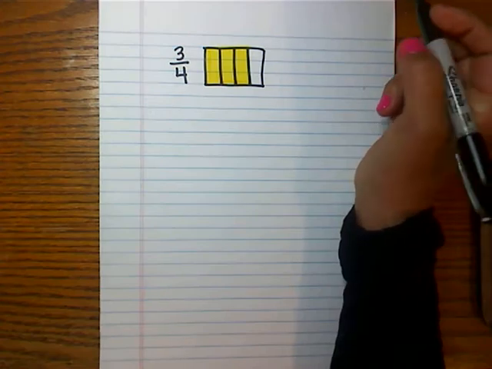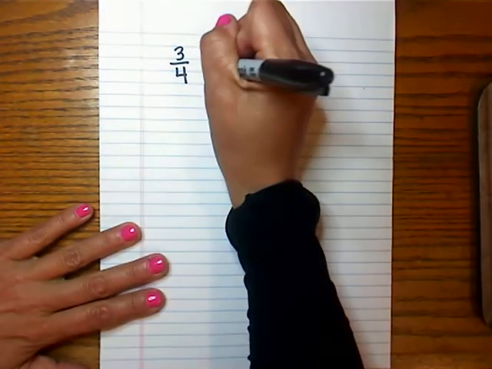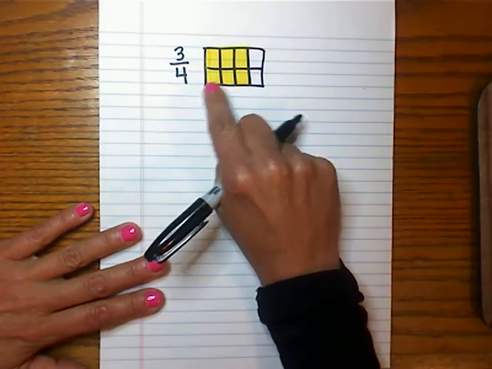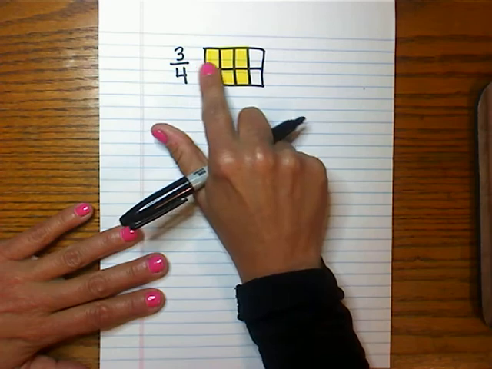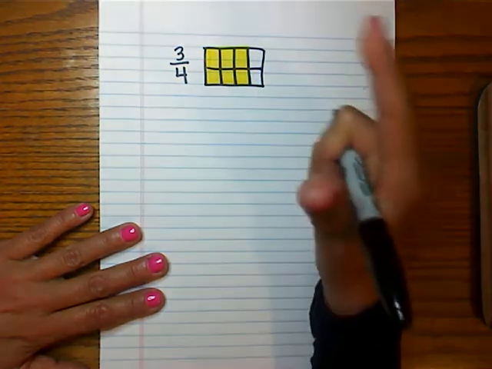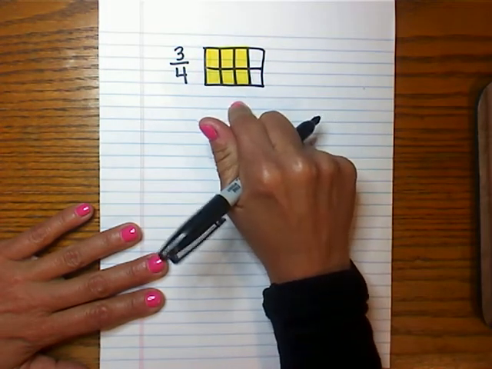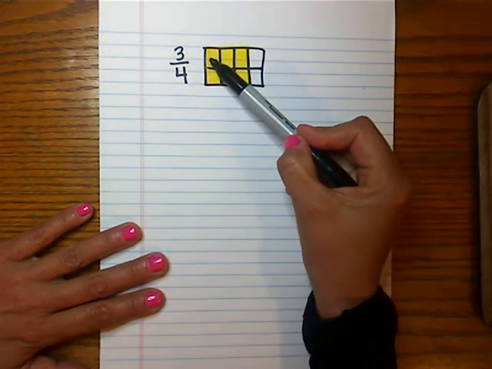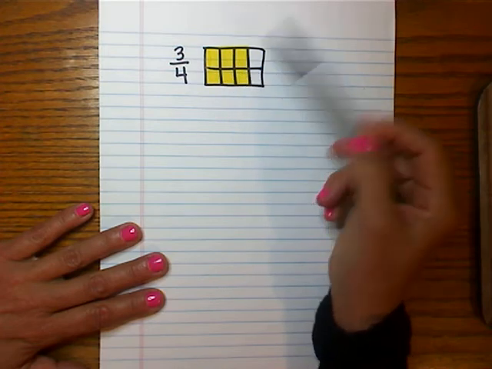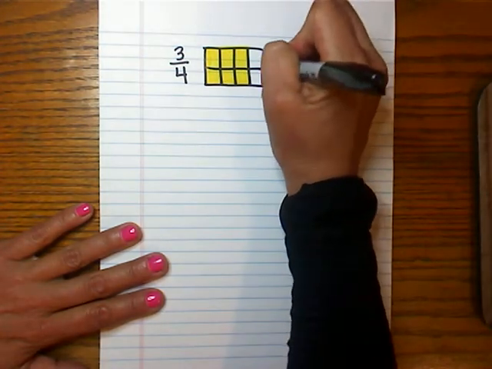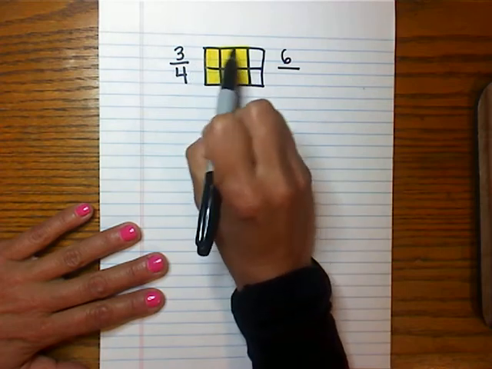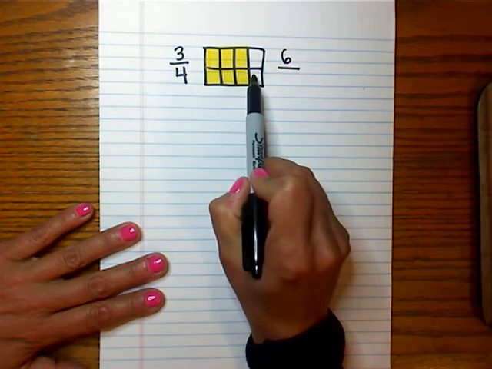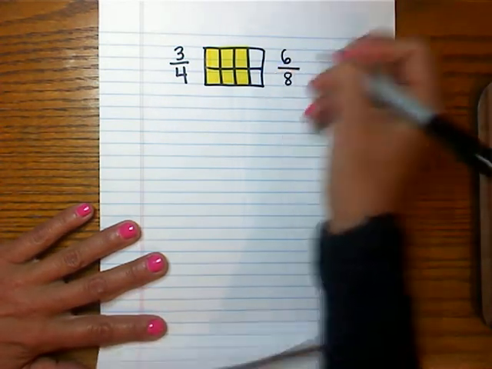Okay, now listen. If I were to take this chocolate bar and if I were to cut it in half just like this, notice that you can still see the 3/4. I just took the chocolate bar and cut it in half. So whatever this fraction is, it's still going to be equivalent to 3/4. So now I'm going to count my yellow pieces. 1, 2, 3, 4, 5, 6, and that's my numerator. 6. And now I'm going to count how many pieces I have now, and that's my denominator. 1, 2, 3, 4, 5, 6, 7, 8, and I have 6 out of 8.